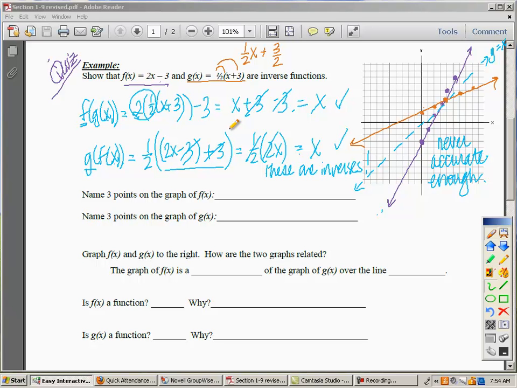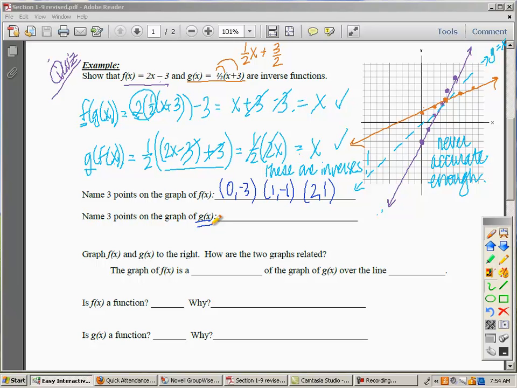And so I just kind of want to talk about what these points are and how they relate to each other. You can pick any points. I'm just going to show you some general ones. One point on F is (0, -3). Another point is (1, -1), and then (2, 1). And the question we're trying to get to here is, how do these points relate to the graph of G?